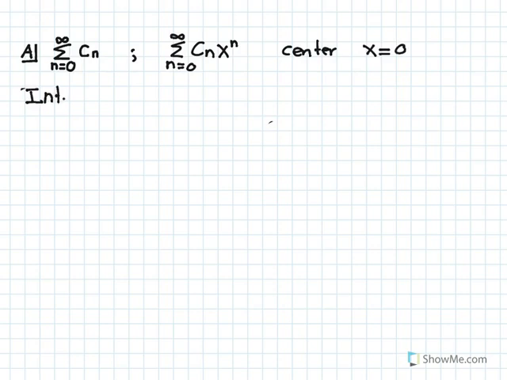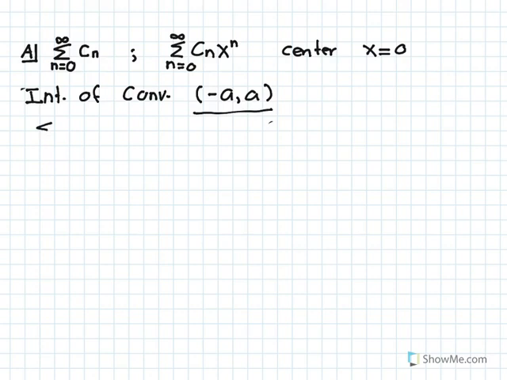Now, let's look at question A first. Here we have summation c sub n from n equals 0 to infinity. Let's first start by identifying the center of the power series. We have summation c sub n x to the power of n. This is the power series, and the center is clearly x equals 0. The interval of convergence of this power series has the form -a, comma a.